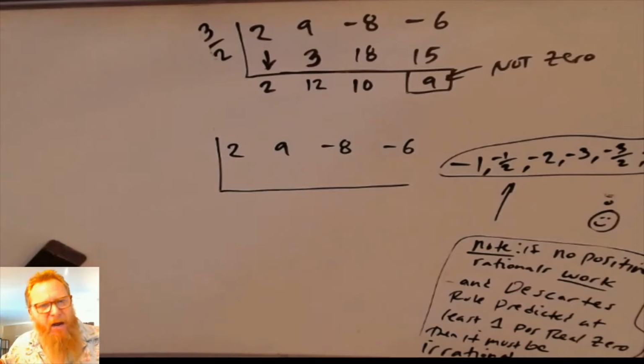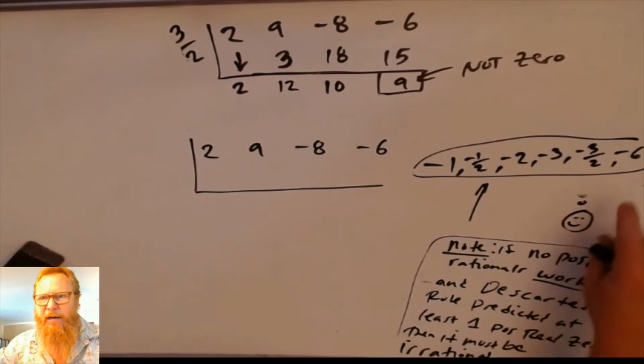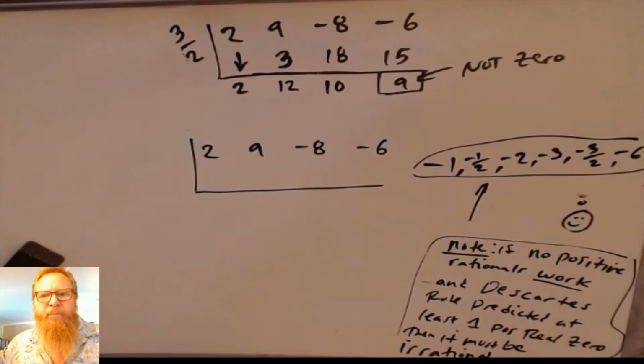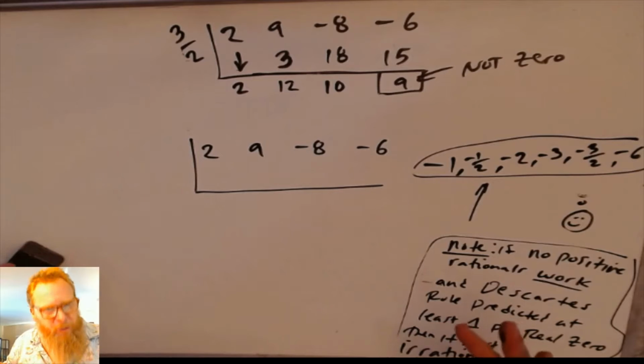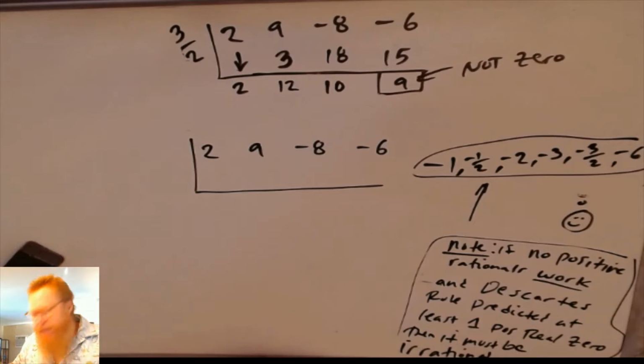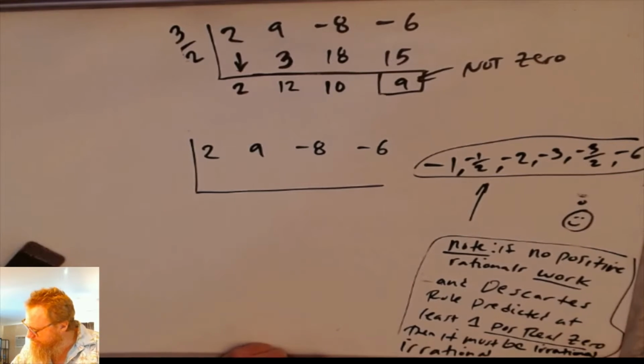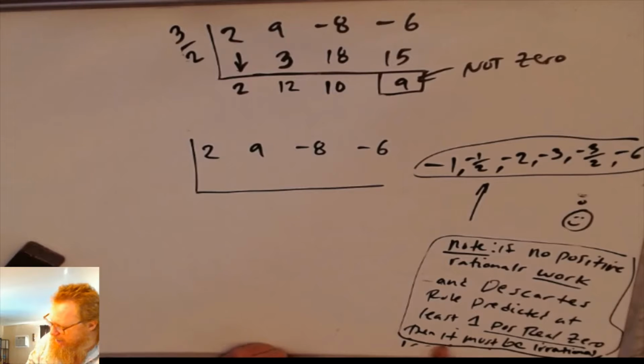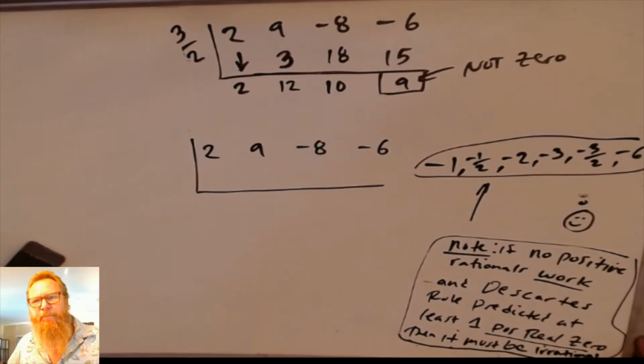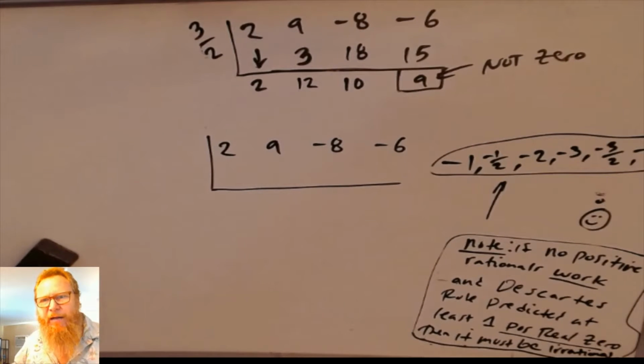So I know now, because Descartes' rule said there's going to be a positive 0. I tried all the positives that were rational, although some of them I didn't try. I didn't try 6. I didn't try 3. But the theorem still is true. It just tells me that the positive real 0 must be irrational. I don't know if you can see the word irrational. And so now I already know what I'm going to get. Okay, I know that I'm going to get an irrational number.